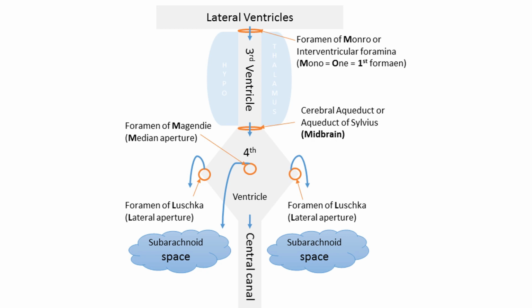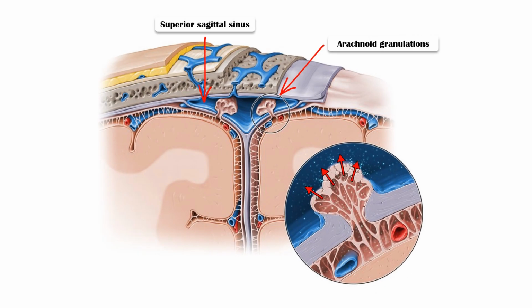Third and fourth ventricles are connected to each other via the cerebral aqueduct, located in the midbrain. CSF in the third ventricle drains into the fourth ventricle and then into the subarachnoid space through the foramen of Luschka and the foramen of Magendie. Most inferior part of the fourth ventricle continues downwards as the central canal of the spinal cord, which is also filled with cerebrospinal fluid. CSF circulating in the subarachnoid space is absorbed into the dural venous sinuses through arachnoid granulations.